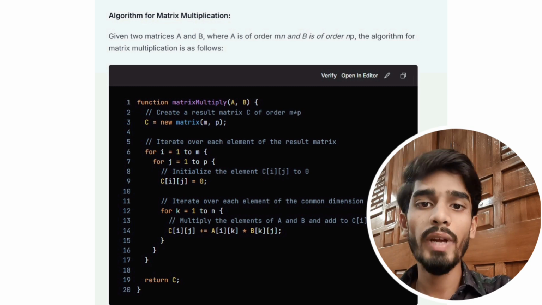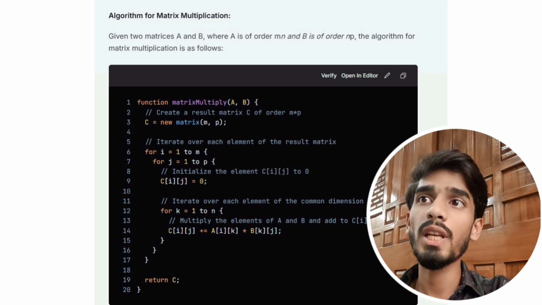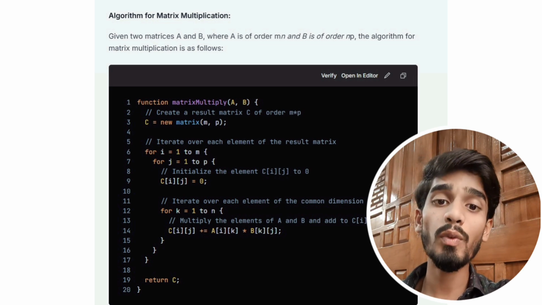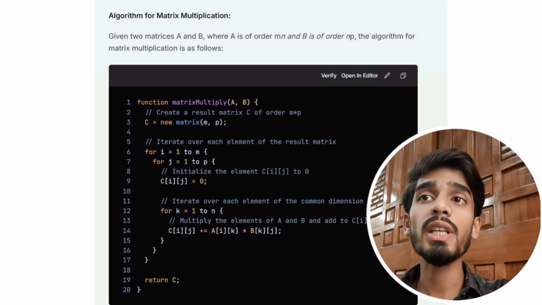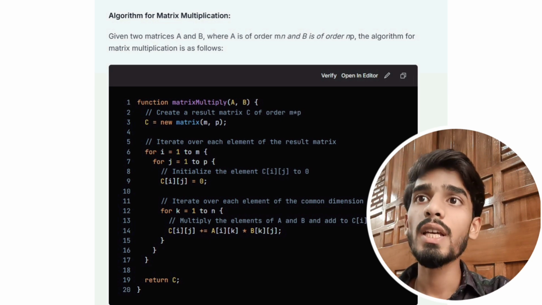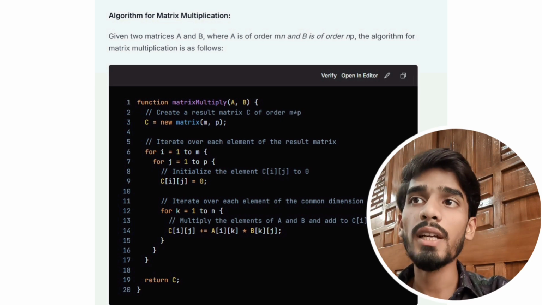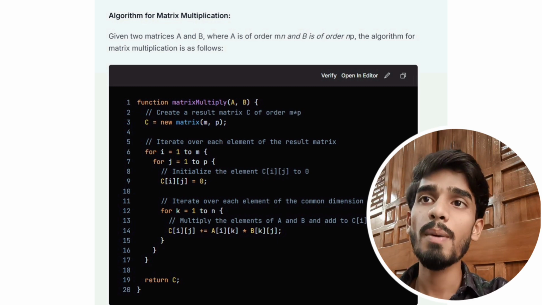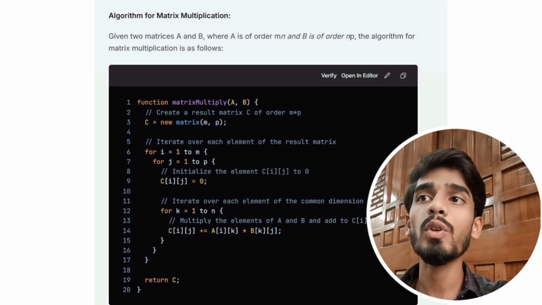Let us take two matrices A and B, where A is of order m cross n and B is of order n cross p, and the algorithm for matrix multiplication will be as follows. Here is the Python code and I am going to explain the algorithm.